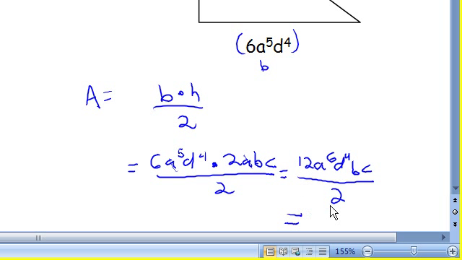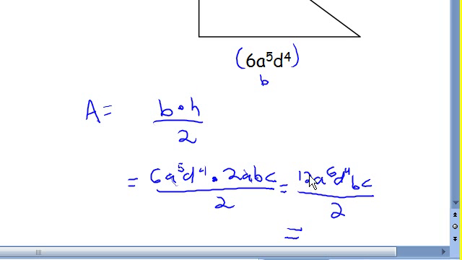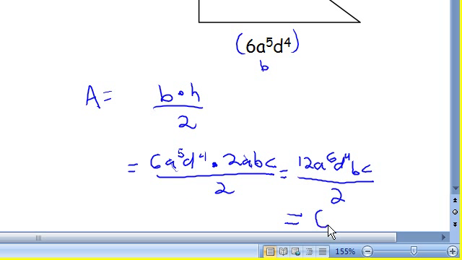Question, what's 12 divided by 2? 6. 12 divided by 2 is 6, so our final answer is 6a to the 6th d to the 4th bc. There you go. Let it soak in. It's good stuff.